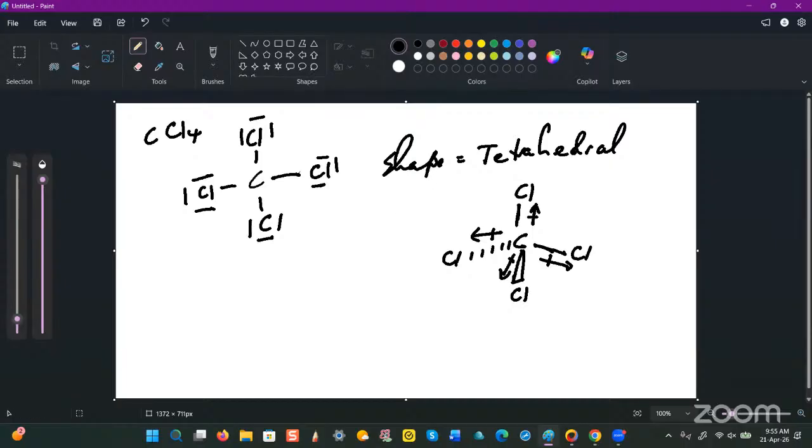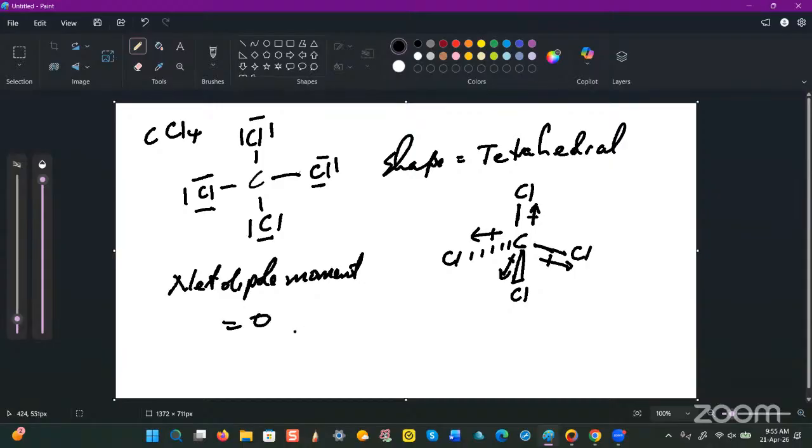So because the dipoles will cancel out each other, the net dipole moment, which is another term I should have mentioned, the dipole moment is basically a way of measuring the magnitude of the dipole and the direction. The net dipole moment for this molecule will be equal to 0 because they all cancel out each other, right?